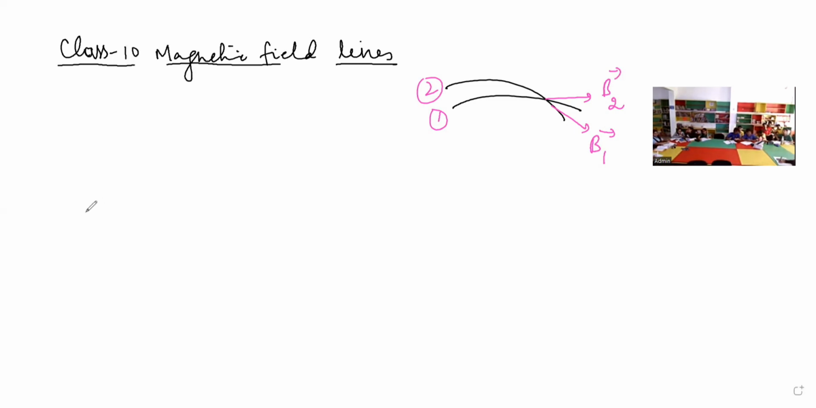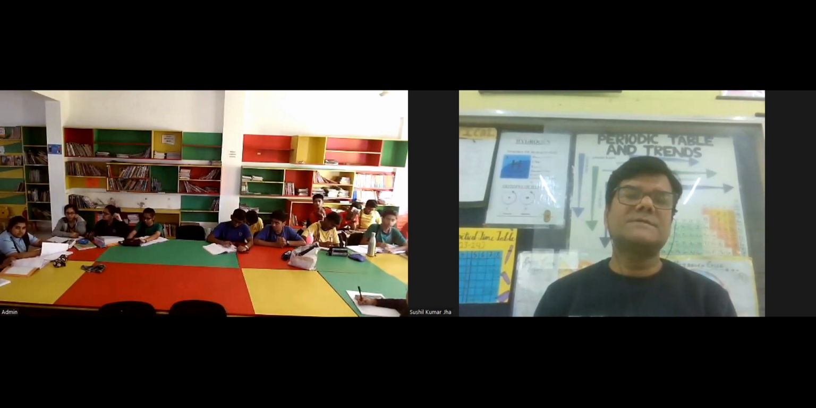And since inside the magnet they move from south pole to north pole, they form a closed continuous curve. So these are a few characteristics or properties of magnetic field lines. Is it okay?